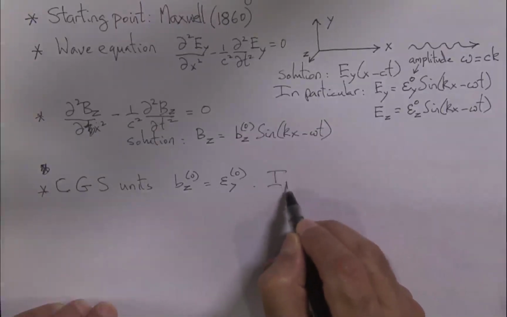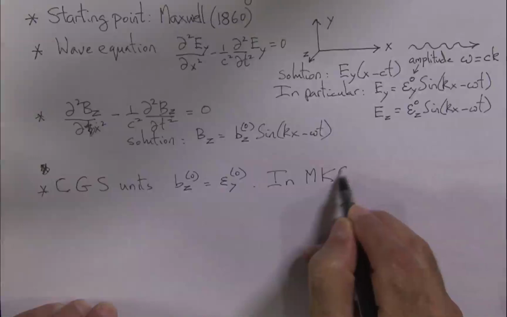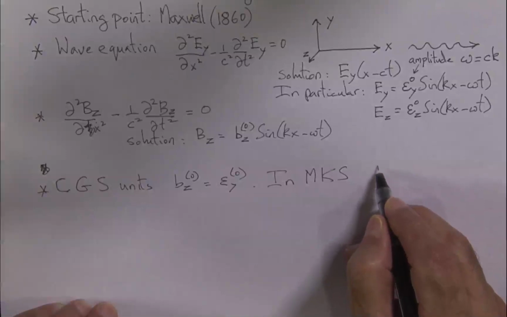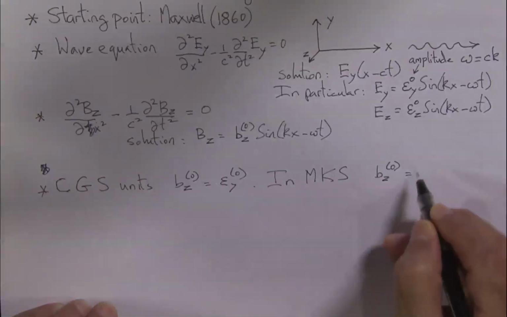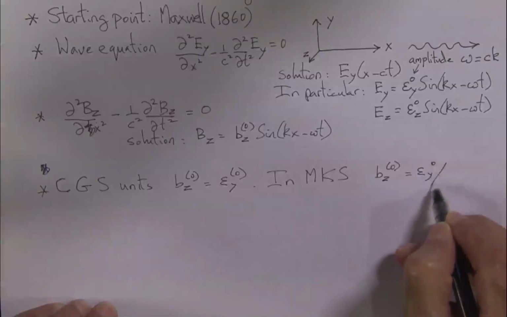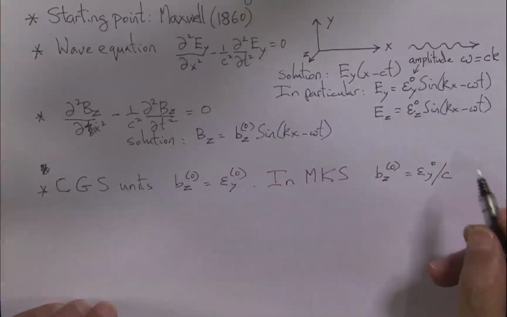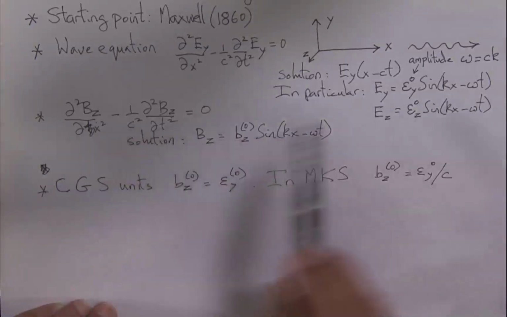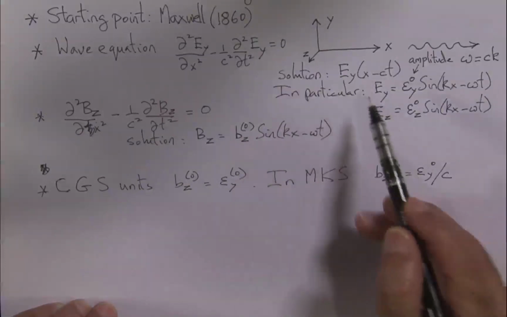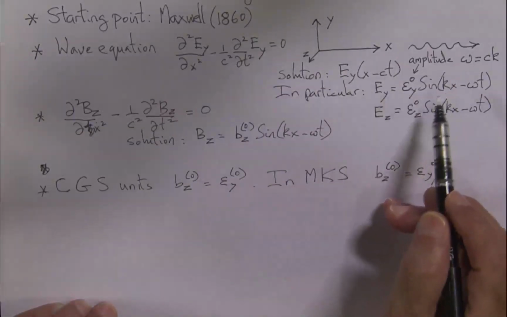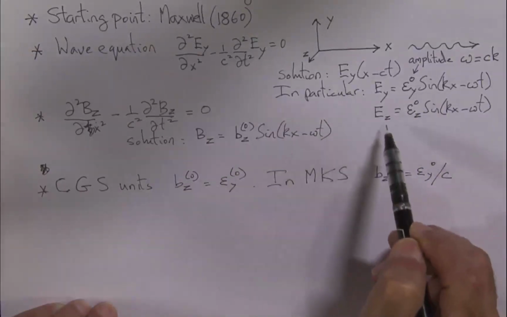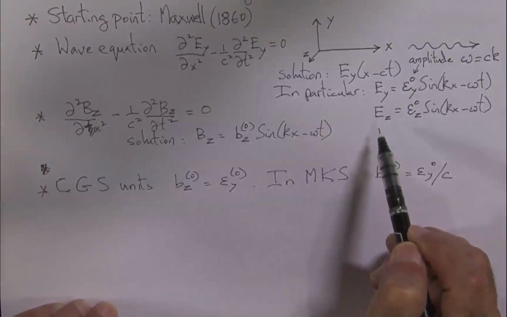Whereas in meter, kilogram, second units, MKS units, it's only slightly different. It's that Bz0 is Ey0 divided by the speed of light, c. Okay, now this was the equation for the magnetic field when the electric field is this. What about when the electric field is in the z direction? Well, in that case, the magnetic field will be in the y direction.